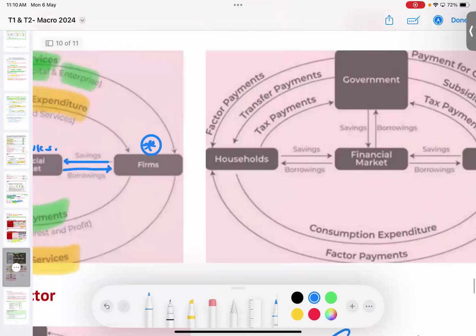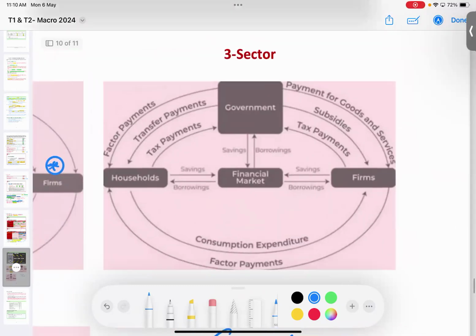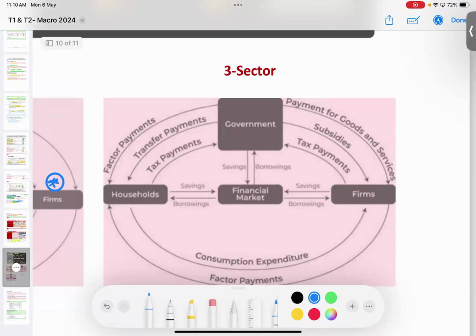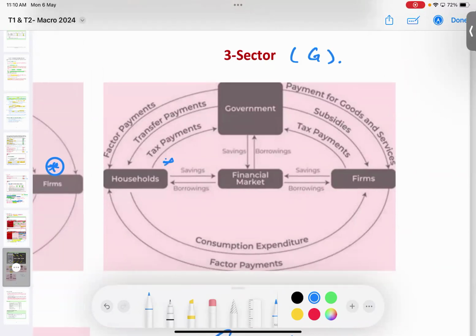So therefore, we want to look into the third sector. Three sector means the role of government is being included. Everything is still the same. You have household, you have banks, and you have firms. So what's the difference here? You have government here. The flow of income between the household and the firms remains the same. It's just that now you have government. So how does government play a role over here?